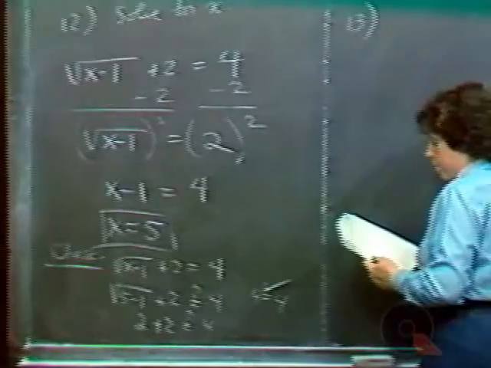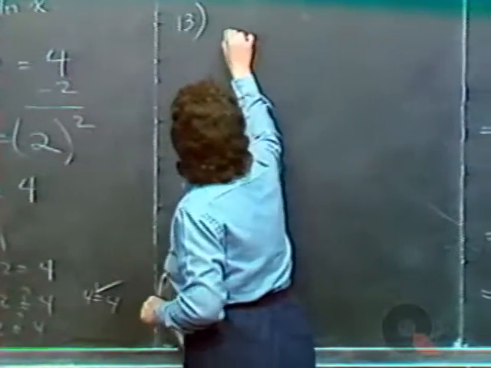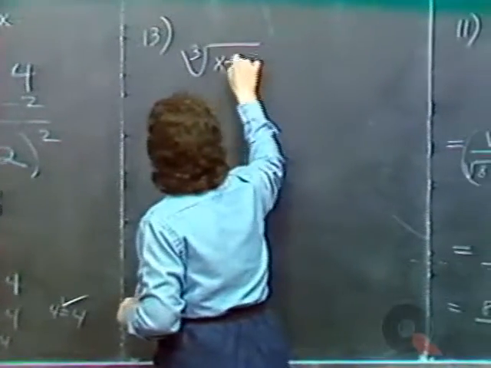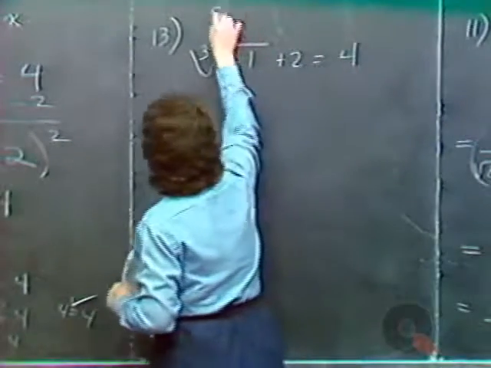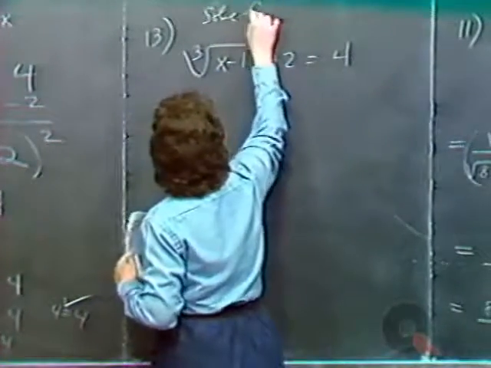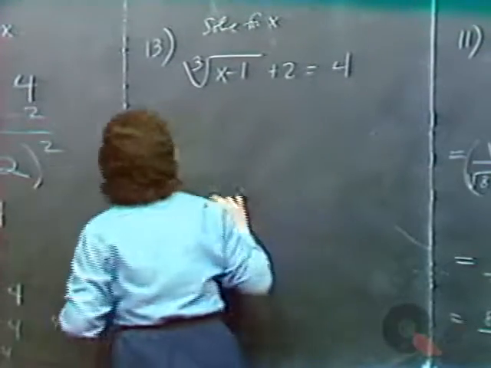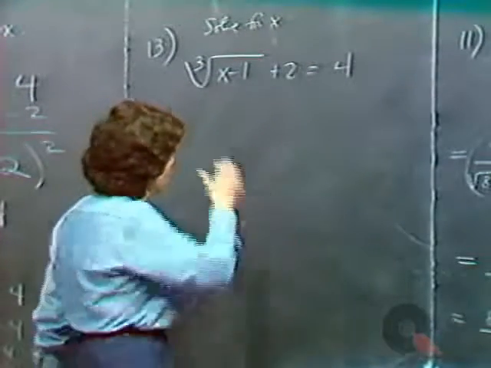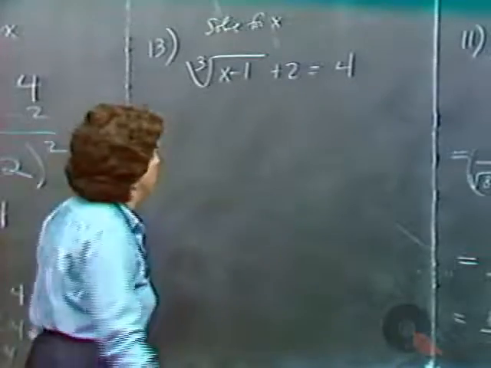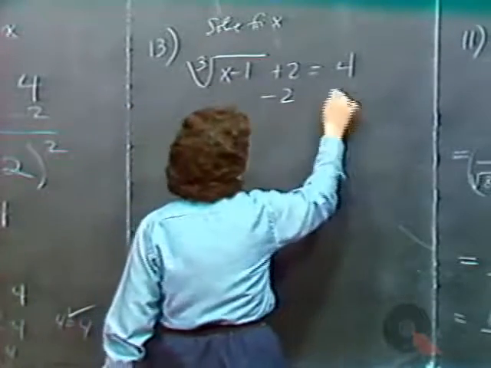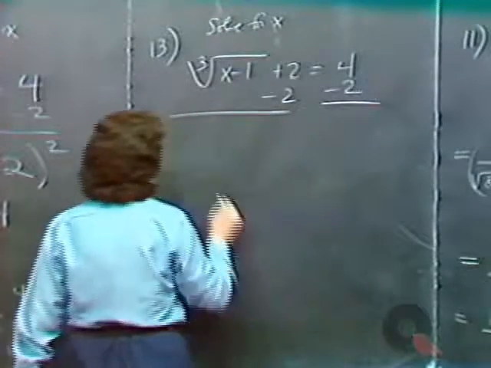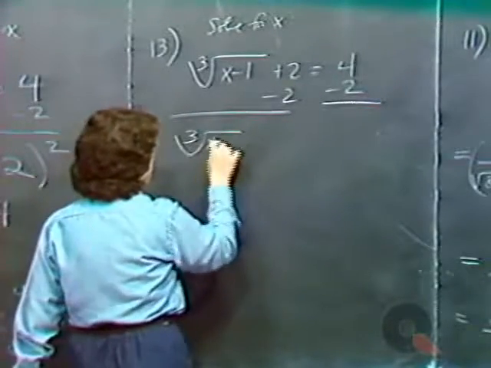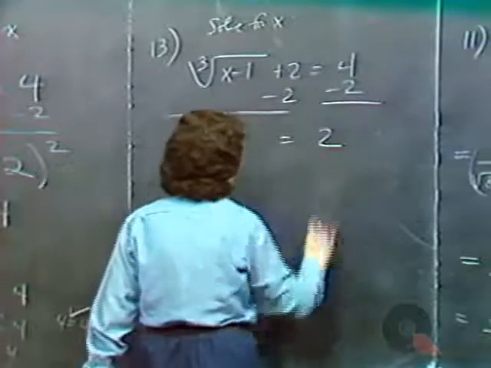In our next problem, 13, the cube root of x minus 1 plus 2 equals 4. Once again, solve for x. Now you have to pay attention here. It's a radical. Of course, you want to isolate it on one side of the equation, as before. So we're going to subtract 2 from both sides. The cube root of x minus 1 equals 2.